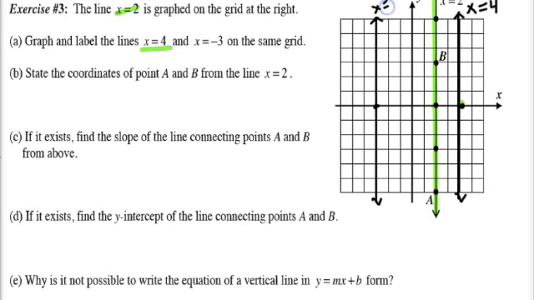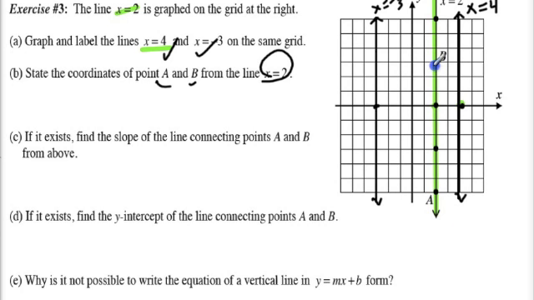Okay. Make sure I label it and have arrows. Okay, so that one's done. And now we can go to part B. State the coordinates of point A and point B on line x equals 2.